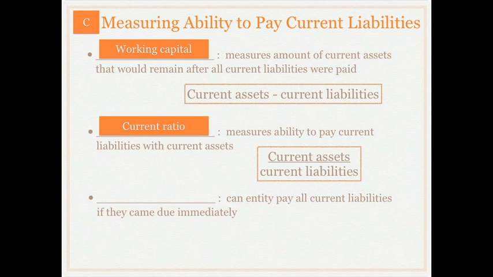So what that 1.2, or the rule of thumb 1.5, tells us is that for every $1 of current debt, we have $1.50 in current assets to cover that dollar of debt.